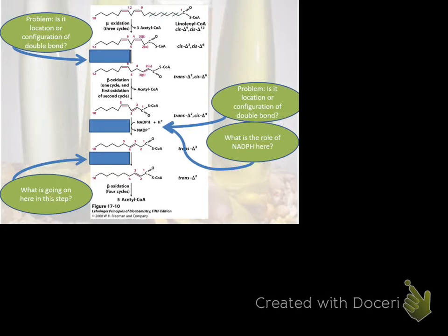Okay. Now, for this specific example, when it's at position number 3, this is really tiny, so I'm trying to see it. When we get to this point, is the problem here the configuration, meaning cis versus trans, or is it the location? Is it not at the right spot for any of the enzymes to get it? And so it's the configuration because it's cis.